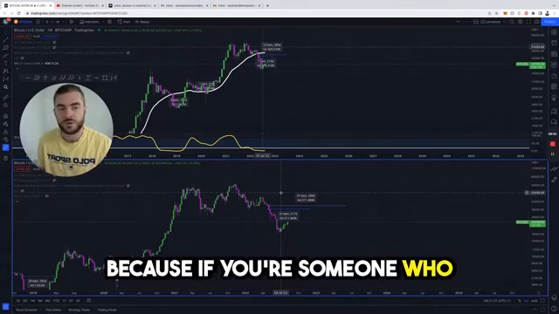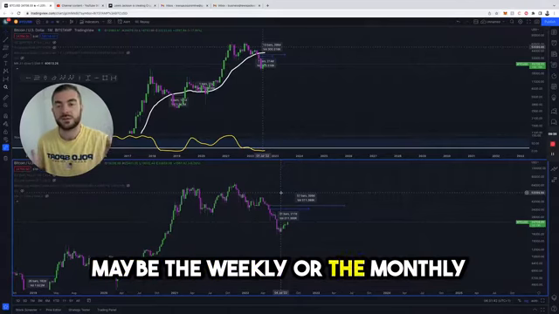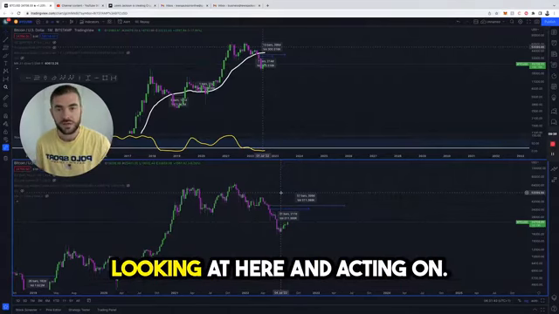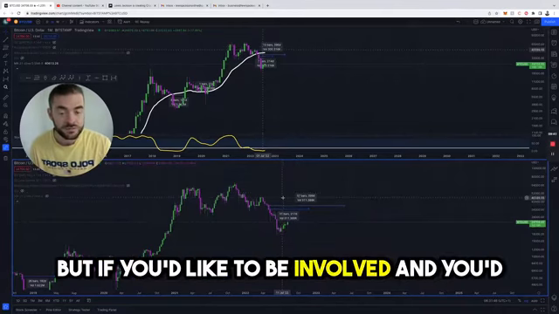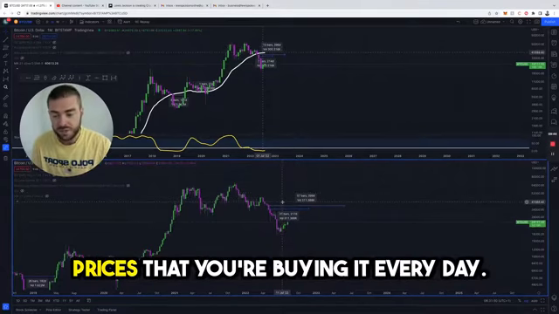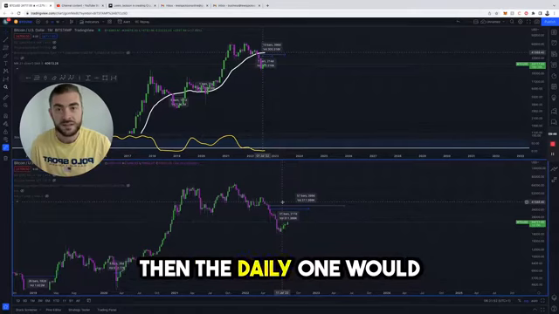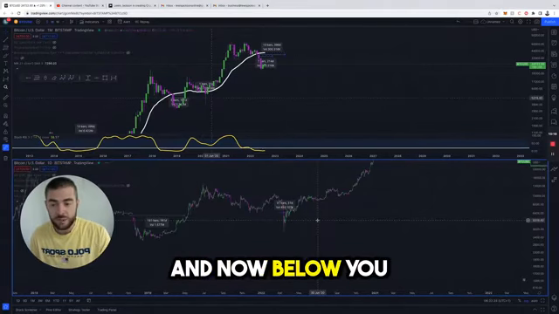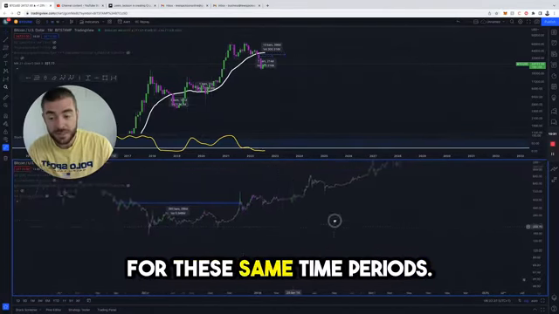Because if you're someone who wants to step away from it, maybe the weekly or the monthly chart is quite a good thing to be looking at here and acting on. But if you like to be involved and you like to be quite active and seeing the prices that you're buying at every day, then the daily one would be more your speed. And now below you have the daily candles for these same time periods.